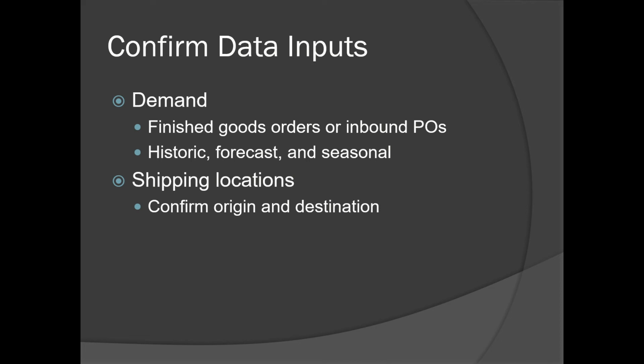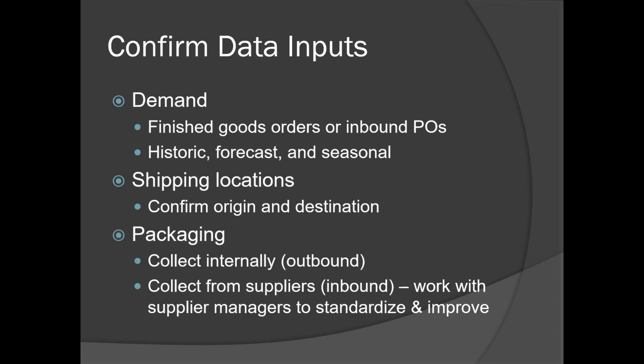Next up, you obviously have to know where things are shipping from and where they're shipping to. So origin is where it's coming from, destination is where it's ending up. And then obviously on the packaging side, what does this look like? How do we ship it? Are there any restraints or constraints on how this product can be packaged or shipped? You need to understand that, both on the inbound and the outbound side.